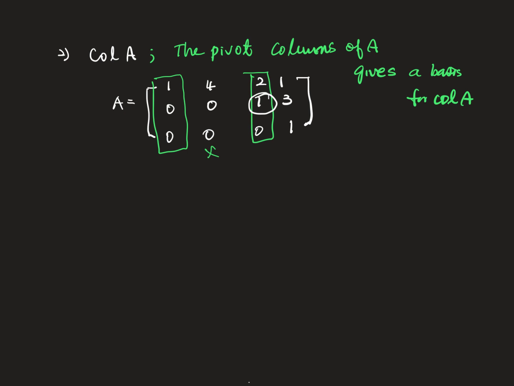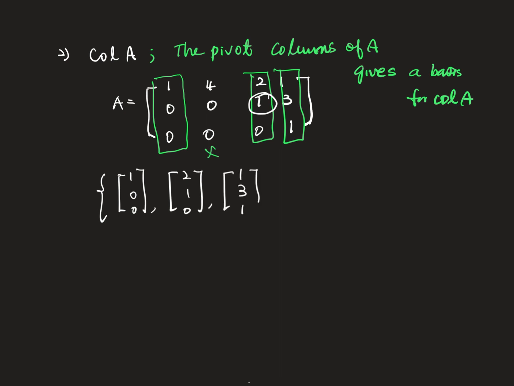Another pivot column, you're going to find it right here. So how many pivot columns here? You find three, right? So this one is the basis: 1, 0, 0, 2, 1, 0, 1, 3, 1. That's going to be a basis for the column space of A. So the dimension of the column space of A is how many vectors in the basis? 3. So you find that.